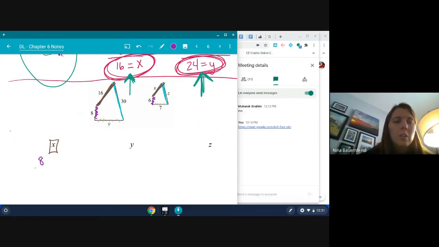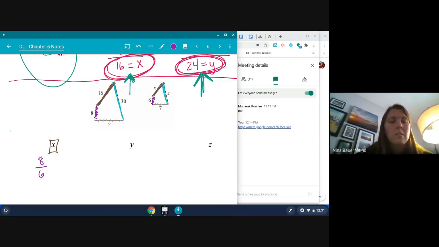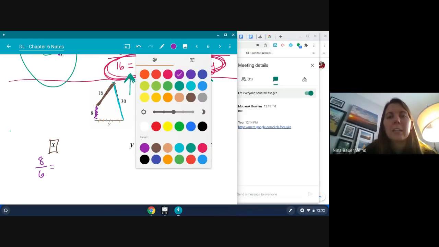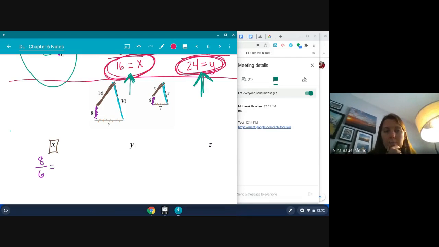So I'm just going to go 8 over 6. You could do 6 over 8, but I've been going right on top, left on bottom. Wait. Left on top, right on bottom. I'm so bad with lefts and rights. And that's going to be equal to, so what's my next fraction going to look like if I'm solving for x?